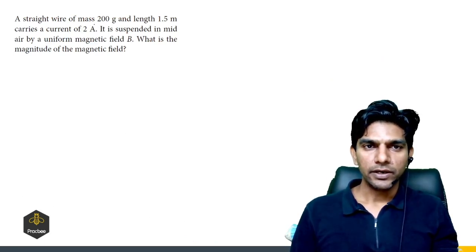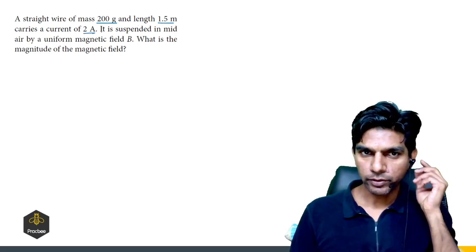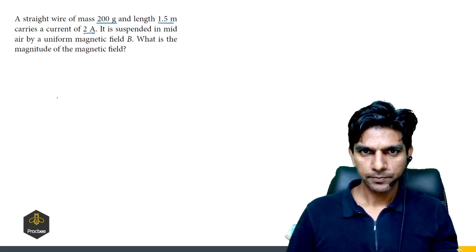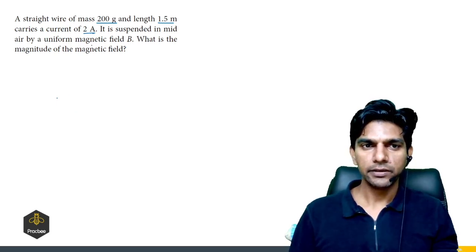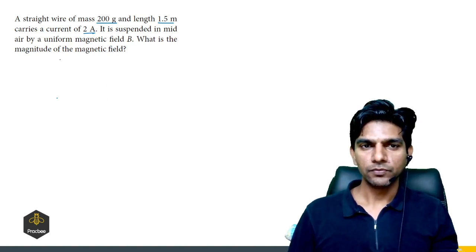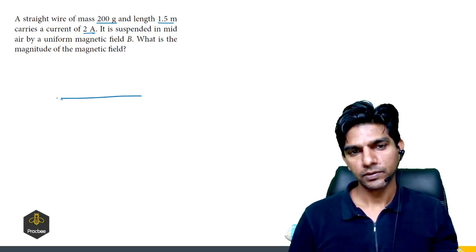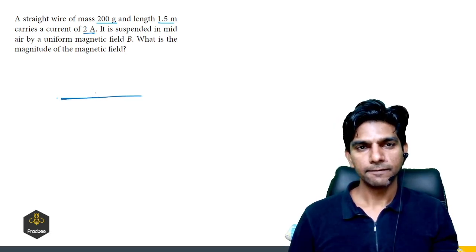A straight wire of mass 200 grams and length 1.5 meter carries a current of 2 ampere. It is suspended in the mid-air by a uniform magnetic field B. What is the magnitude of the magnetic field? Let us say this is the wire and it is having a current of 2 ampere.